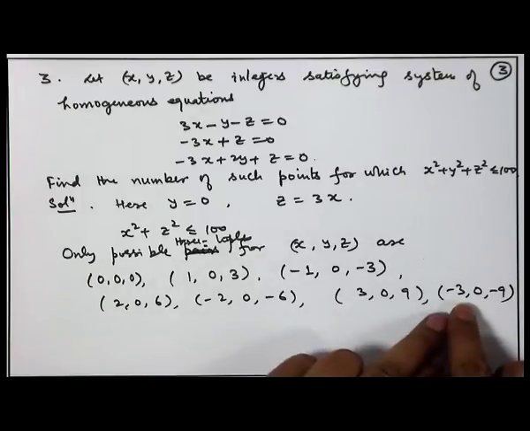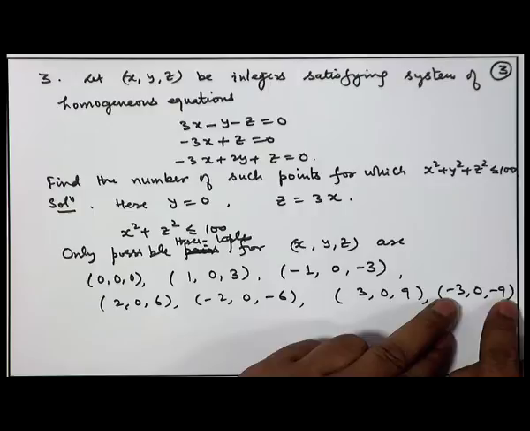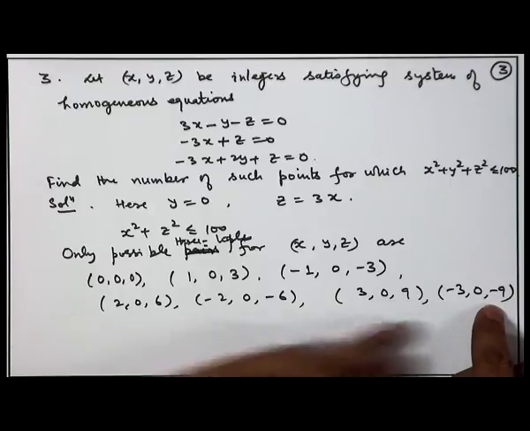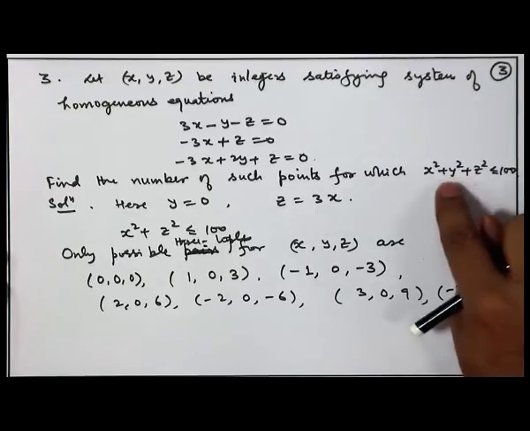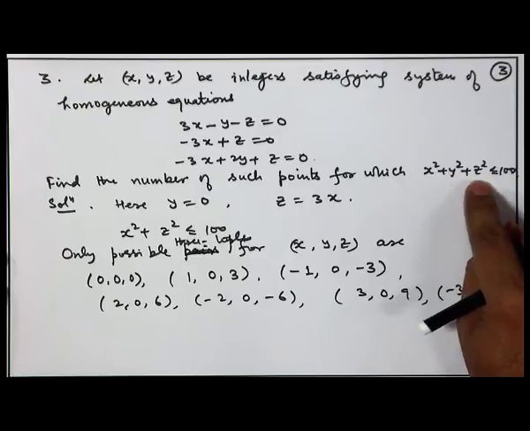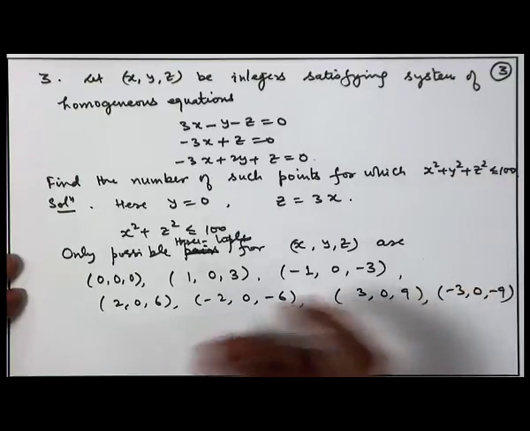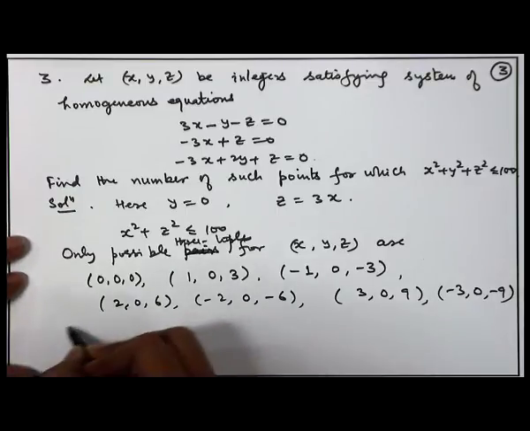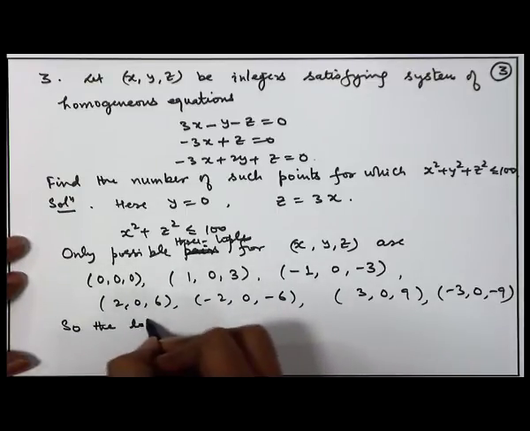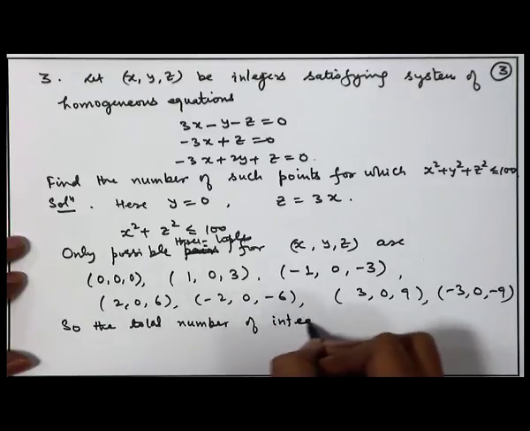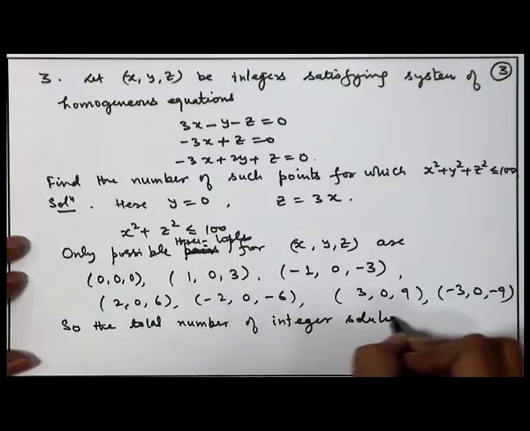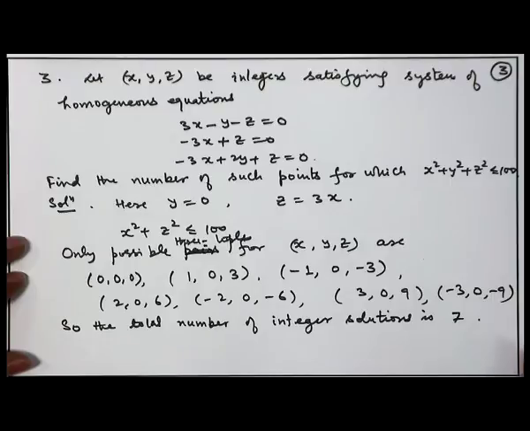Let us look at the sum of squares here. With the last one, it is becoming 3 square is 9 plus 9 square is 81. So, it is 90. The next one, if I take 4, so 4 0 12. Now, 12 square becomes 144. So, that will violate this condition, less than or equal to 100. So, these are the only possible solutions. So, the total number of solutions, that is integer solutions, is 7.